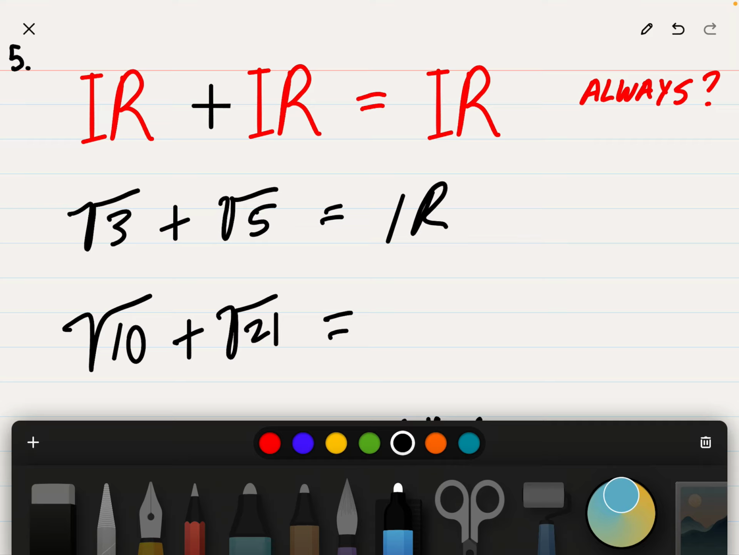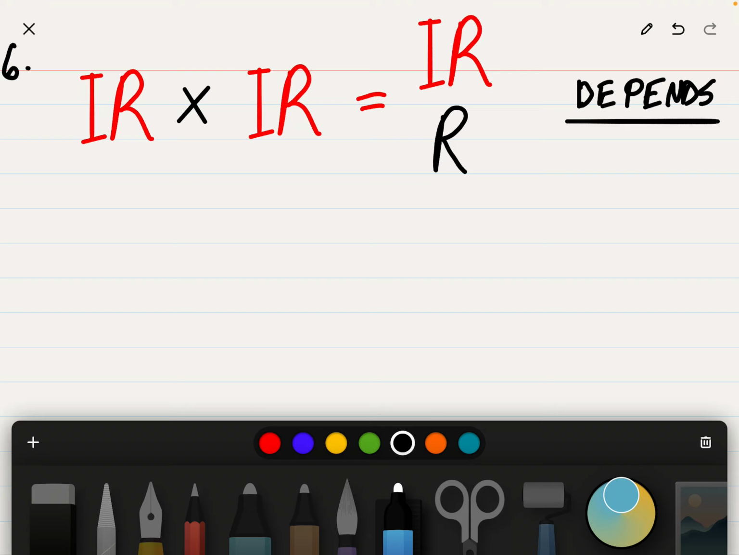Now, here's the last rule. An irrational times another irrational. Now, this just depends on what the irrationals are. You have to look at the irrationals, multiply them together, and see if it's a perfect square. So let me give you an example. If I do the square root of 2 times the square root of 8, right? Now, this is irrational because this is not a perfect square. This is irrational because it's not a perfect square.